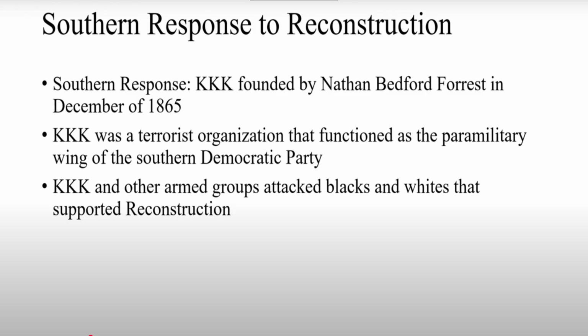And the KKK was basically a terrorist organization that functioned as really the paramilitary wing for the Southern Democratic Party. Their goal was to intimidate African Americans and white Republicans, even some white Southerners who do not support the Democrats, to keep them from voting, to keep them from being politically active. That way, the white Southern Democrats, who are largely of the planter elite class, can regain power in the South. And there were other armed groups besides the KKK.